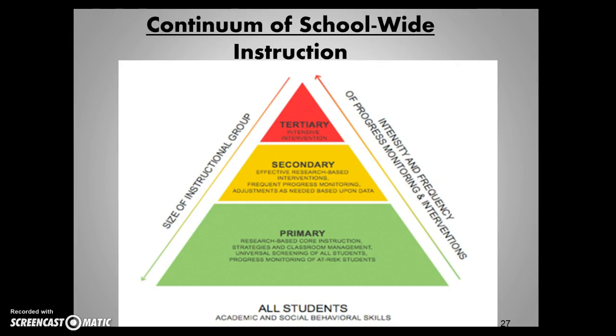The last form of instruction would be the Tier 3 and the tertiary, and that instruction is a smaller group size. The intensity obviously goes up, and that may be like a one-on-one kind of intervention, just with the student and the special ed teacher or gen ed teacher, depending on, again, what the school's resources are, etc. So this diagram also gives you a good example of what school-wide RTI looks like.